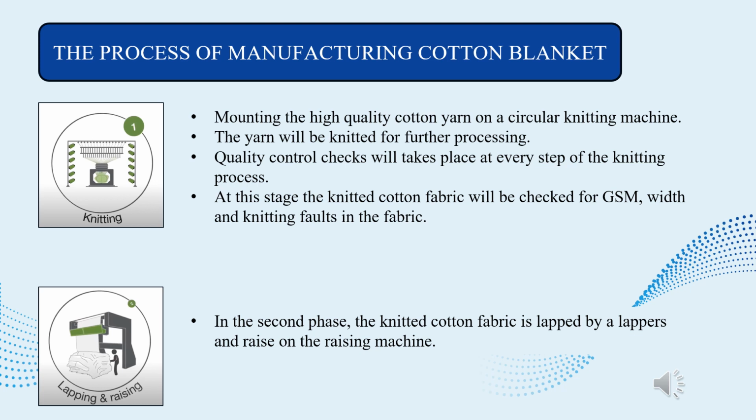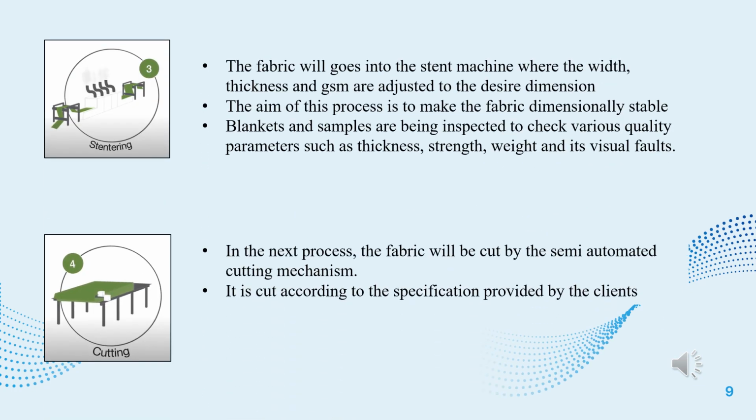Next, lapping and raising. In the second phase, the knitted cotton fabric is lapped by lappers and raised on the raising machine. In the next step, it will be centering. The fabric will go into the stenter machine where the width, thickness, and GSM are adjusted to the desired dimension. The aim of this process is to make the fabric dimensionally stable. Blankets and samples are being inspected to check various quality parameters such as thickness, strength, weight, and its visual faults.